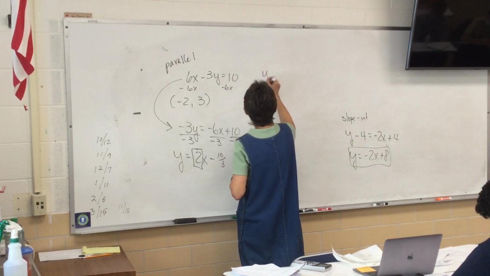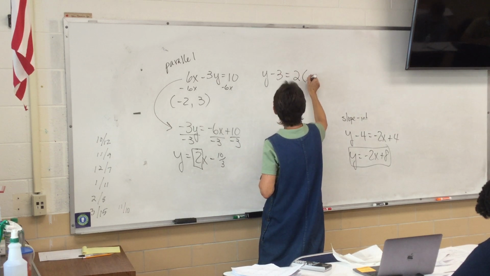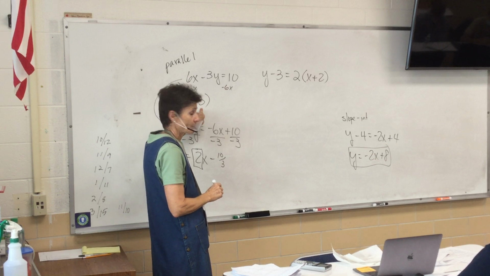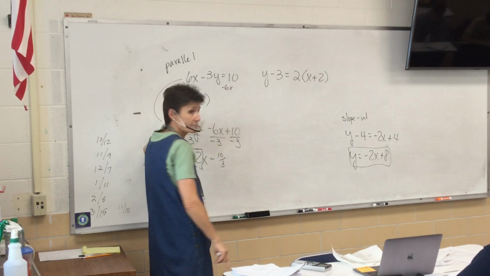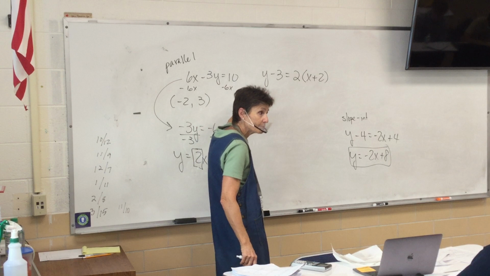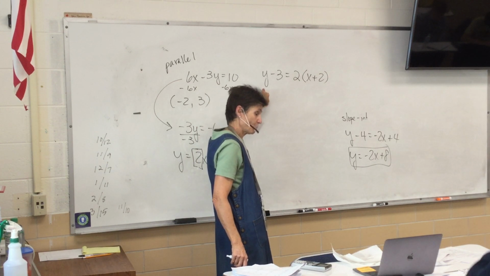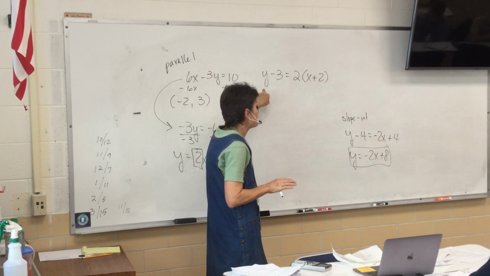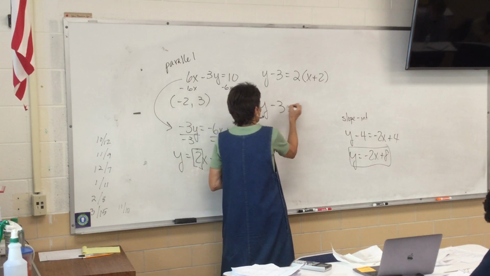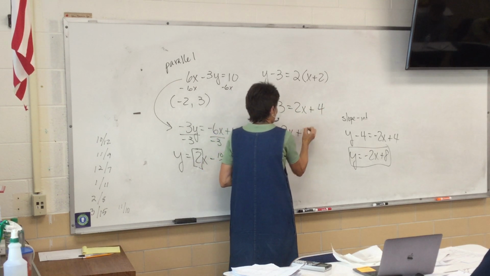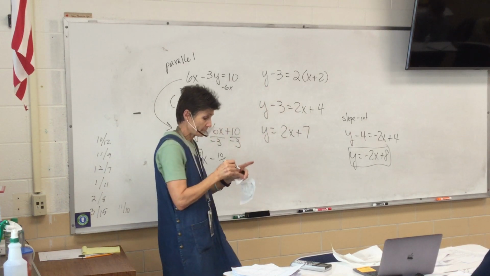So y minus 3 equals 2x plus 2. Y minus 3 equals 2, x minus -2, or x plus 2. What form is this? Point slope. So if my directions say point slope, I stop right here, put it on the answer bar, and come back. If it says slope intercept, then I have to take it a little bit further, and that would be the slope intercept formula.